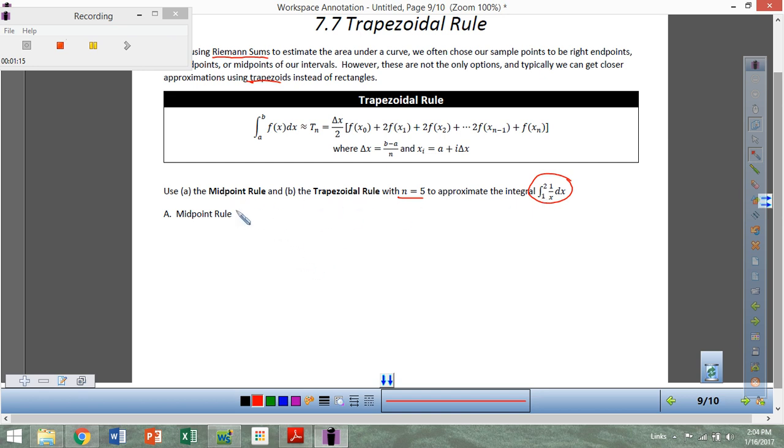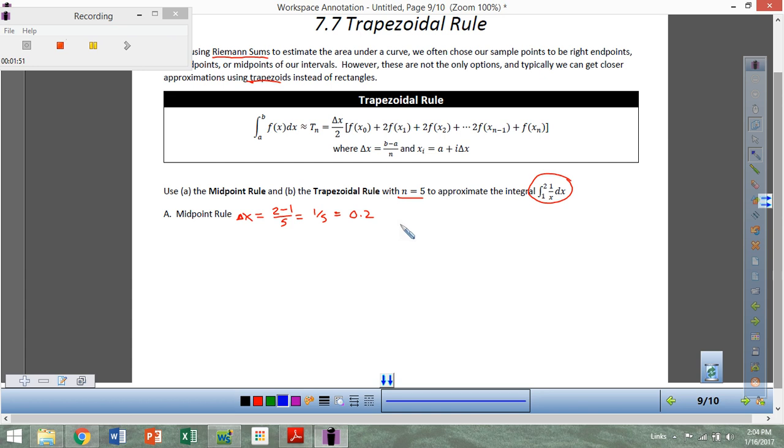So if you remember the midpoint rule, the first thing I would need to do is find my delta x, my change in x, which is going to be the width of each rectangle. I want to go from 1 to 2, and I want 5 of them, so I'm just going to do 2 minus 1, divided by 5, which is going to give me 1/5 as my width. Now, if it helps, this is 0.2, right?